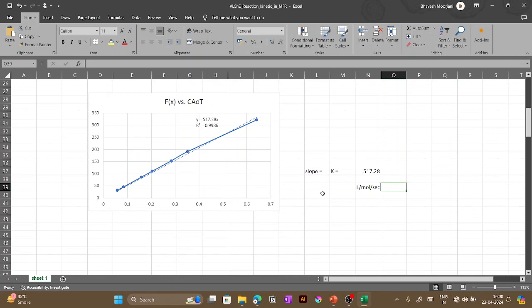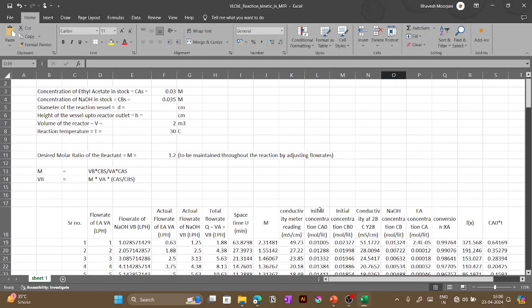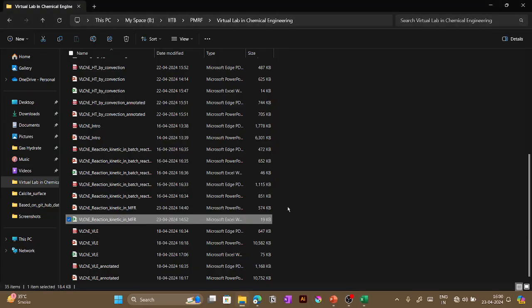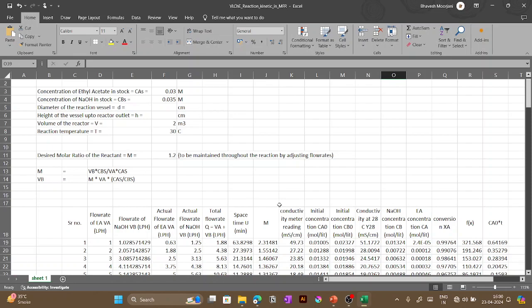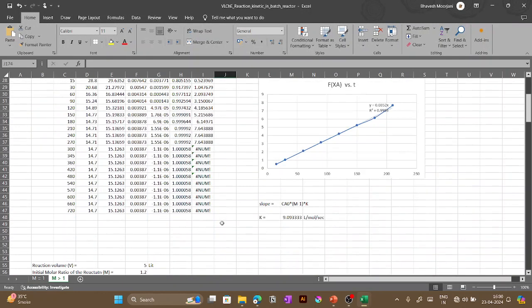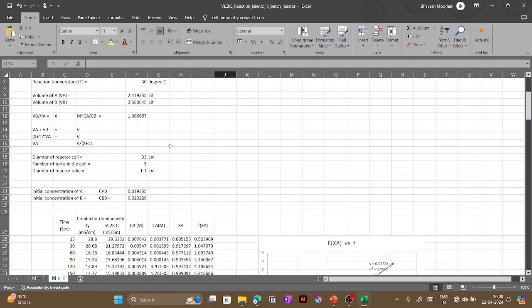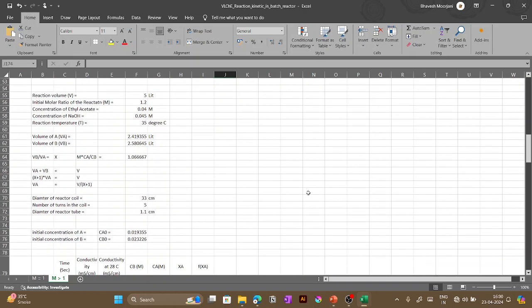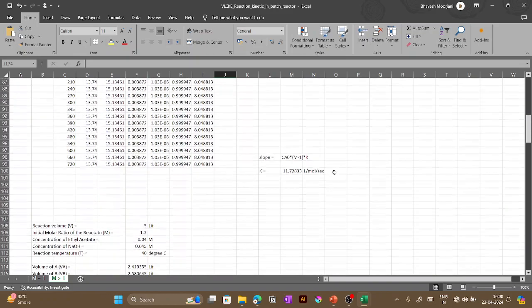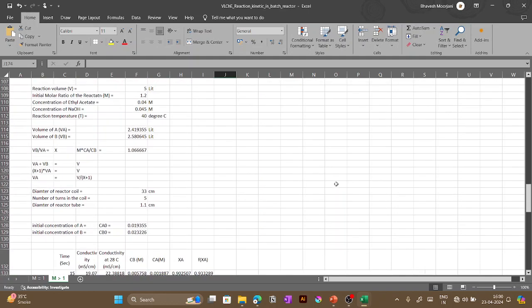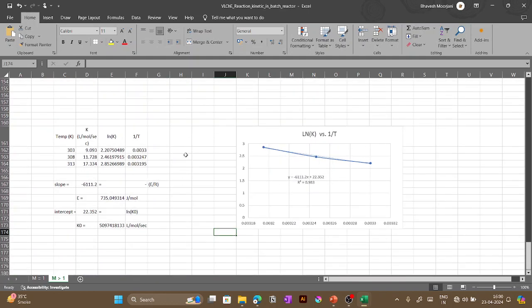Now the same experiment we have to perform at a higher temperature, 35 degree centigrade. Then we perform the same at 40 degree here, and then we can plot the Arrhenius equation and calculate the activation energy also. So the thing that we did last time, reaction kinetics in batch reactor. Okay, there we had performed the experiment first at 30 degree centigrade, found the rate constant for that, then found the rate constant for 35. Okay, for 40, and then we did the Arrhenius plot of ln k versus t, and then we found k0 and the activation energy value. So the same thing has to be done here.